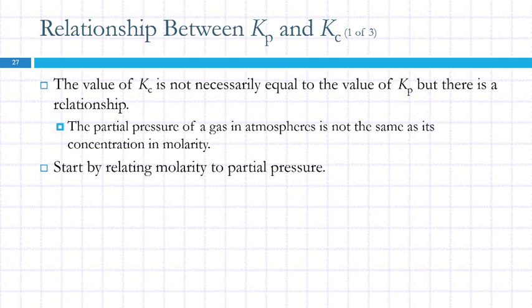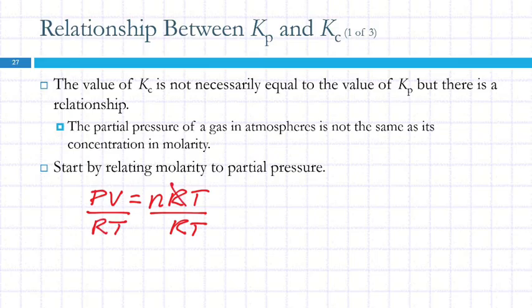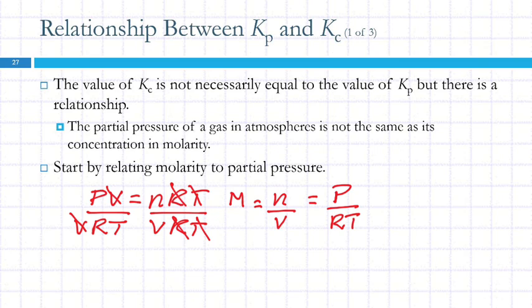So I think this is, I already did this. I'll do it again. So PV equals nRT, and if we divide both sides by RT, and then divide both sides by V, we end up with n over V is equal to P over RT. And this is molarity. So the molarity is proportional to the partial pressure, but it's not equal. There's a proportionality constant, the temperature and the ideal gas constant. Any questions about that?